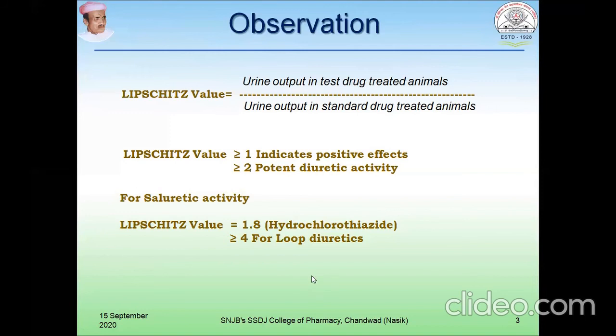For certain drugs like hydrochlorothiazide, the Lipschitz value is 1.8. For loop diuretics like furosemide and bumetanide or piretanide, it reaches up to 4. So by using this simple method, one can identify the diuretic activity of an unknown compound. Thank you.